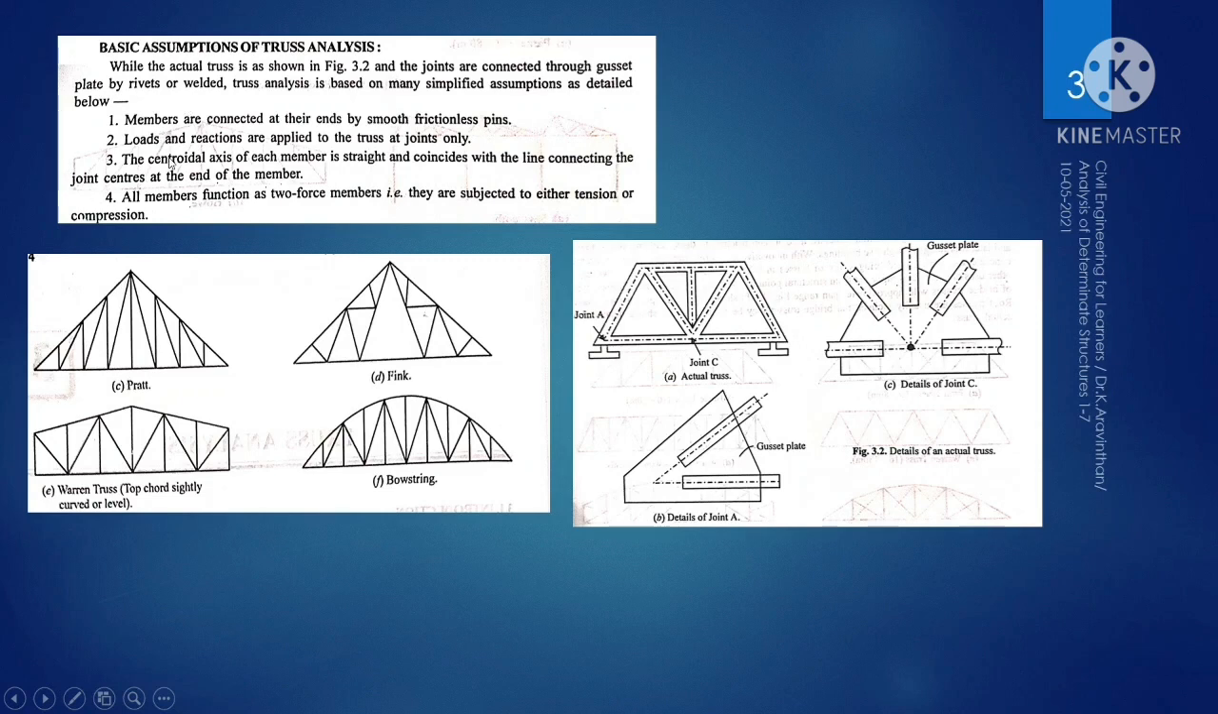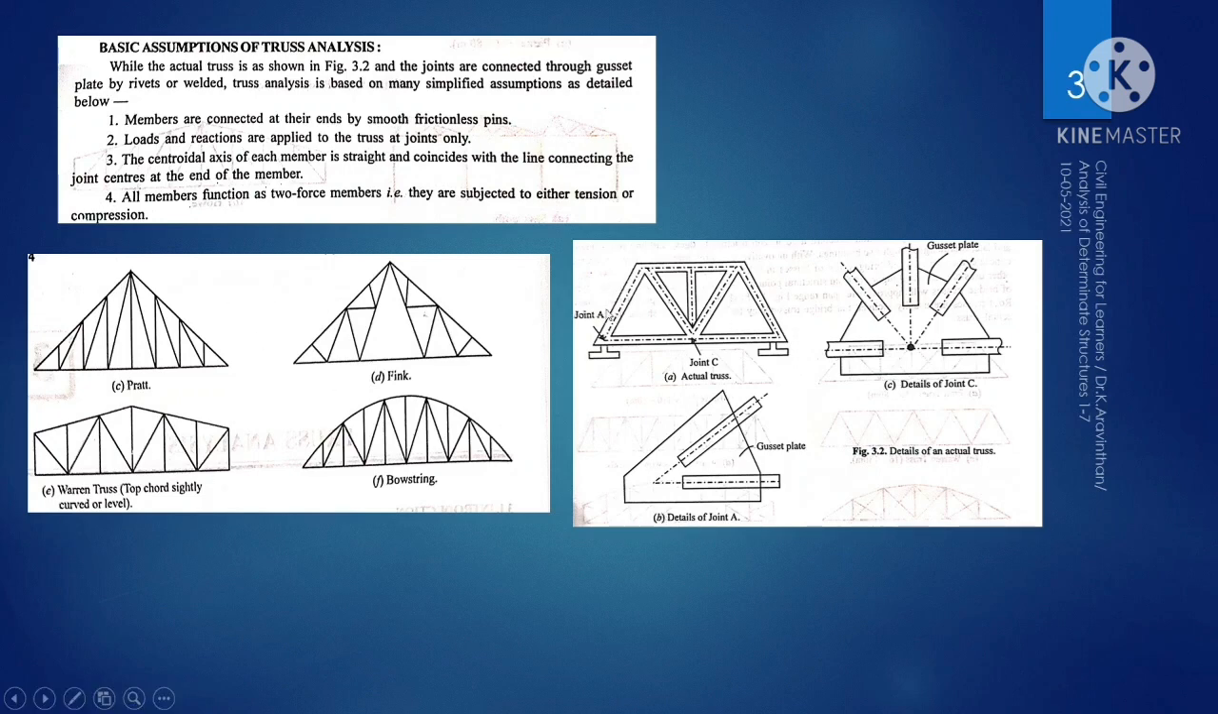And the centroidal axis of each member is straight and coincides with the line connecting the joint centers at the end of the member. So if you take a single member, there should be a straight line from top to end, so that the centroid of each member will be the same throughout the member. So this is another assumption.